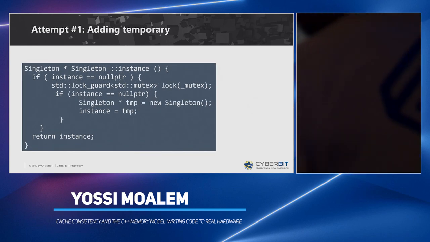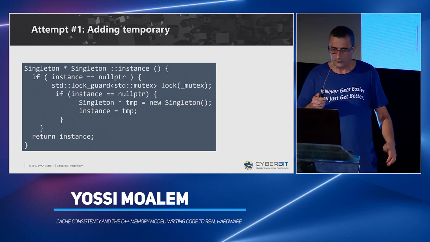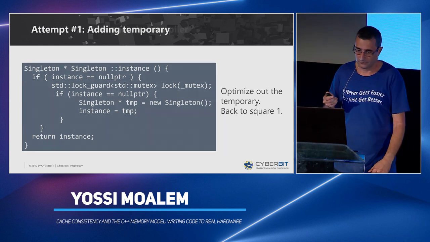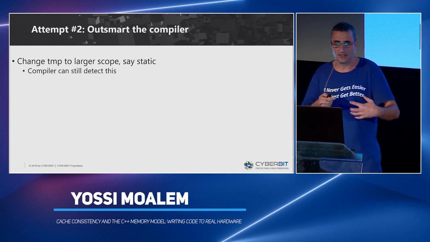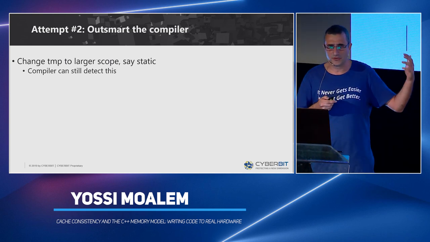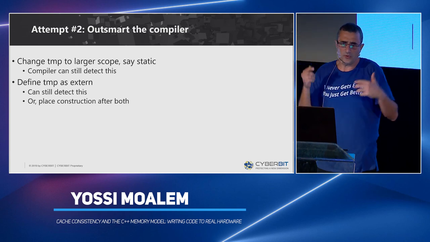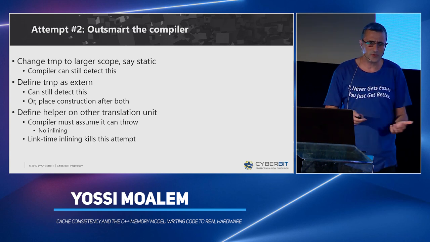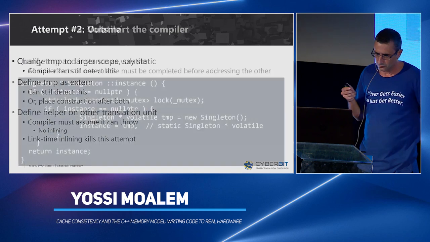So the first thing that comes to mind, okay, let's use a temporary variable. However, the compiler can optimize it. I won't go into all the details here. We can try to use static variables or put it in an external, or we can really, really try very hard to outsmart the compiler, but it's not really a good idea because the compiler normally is smarter than us.